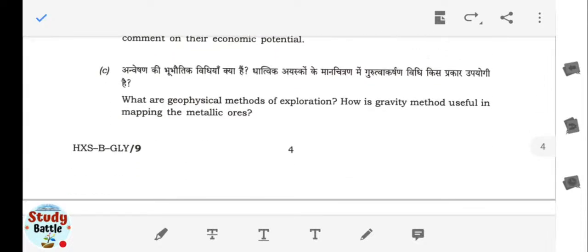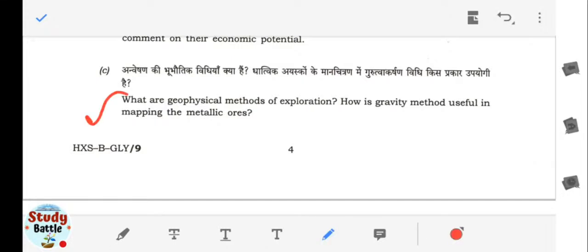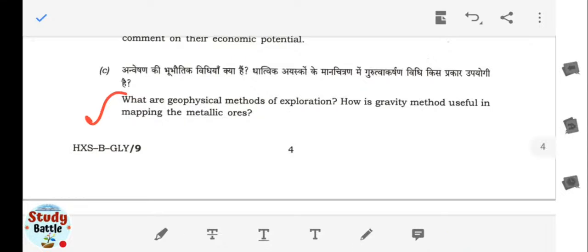What are the geophysical methods of exploration, and how are gravity methods useful in the mapping of metallic ores? Okay, this is again a repetitive question, you can discuss it. You can describe the geophysical methods, different types of methods like seismic methods, electrical resistivity methods, gravity methods, and magnetic methods. And in electrical methods there are again several types of methods, so that we can talk about here.